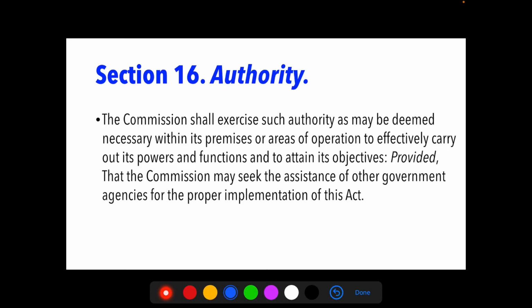Section 16, Authority. The Commission shall exercise such authority as may be deemed necessary within its premises or areas of operation to effectively carry out its powers and functions and to attain its objectives, provided that the Commission may seek the assistance of other government agencies for the proper implementation of this act.